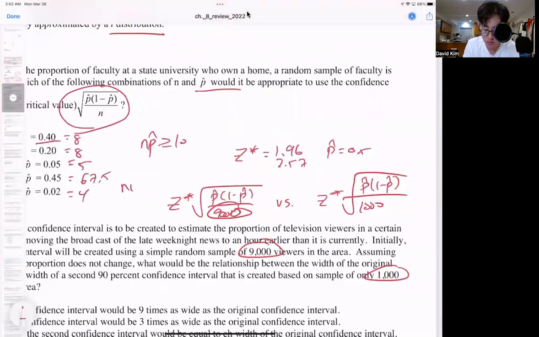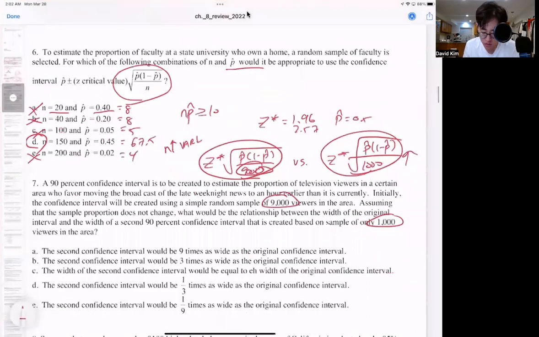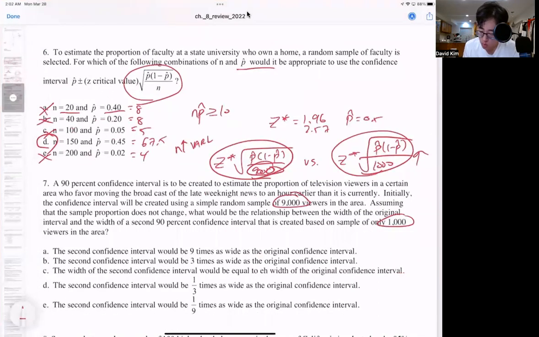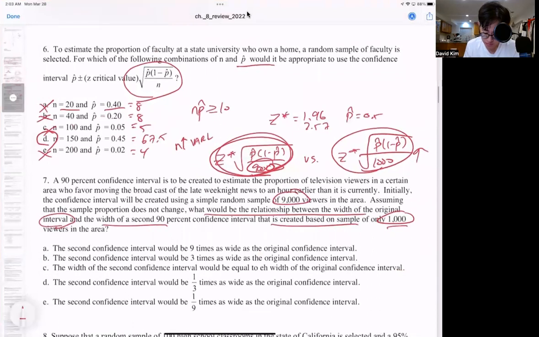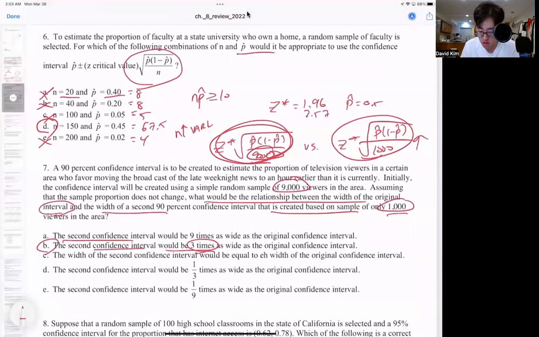So remember, as the sample size increases, your variability decreases. So this one should have the smaller, this one should have the larger one. So what will be the relation between the width of the original interval and the width of the second one, the 90% confidence interval created based on only that? Well, this one is obviously going to be a lot smaller. The second confidence interval will be 3 times as wide. That should be the correct answer. So they're all talking about how the second confidence interval would be. If they said the first confidence interval would be 1/3 times, then obviously D would be the correct choice. But since that's not the case here, the answer here should be B.